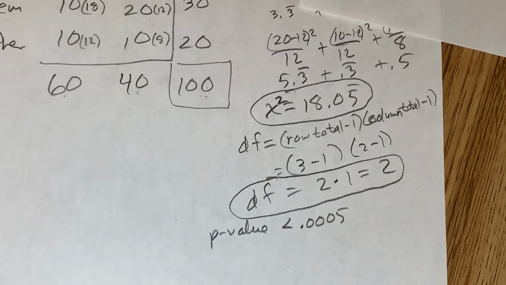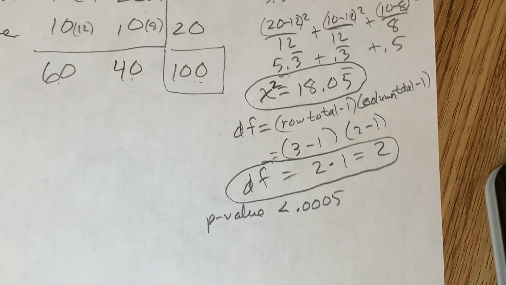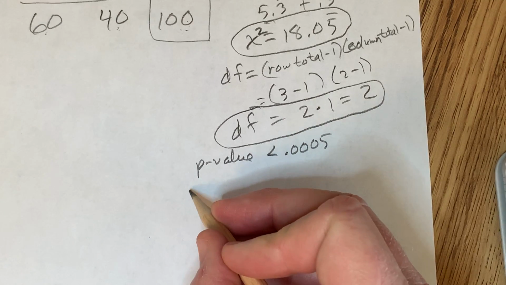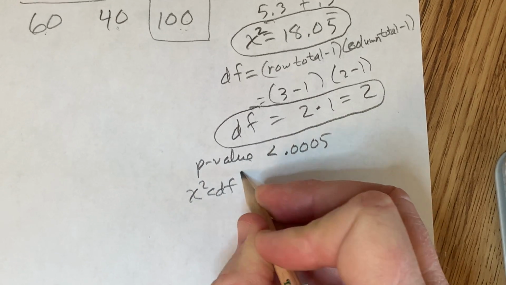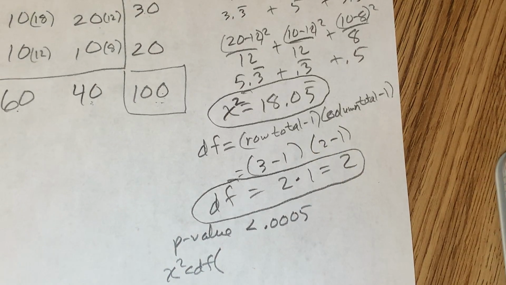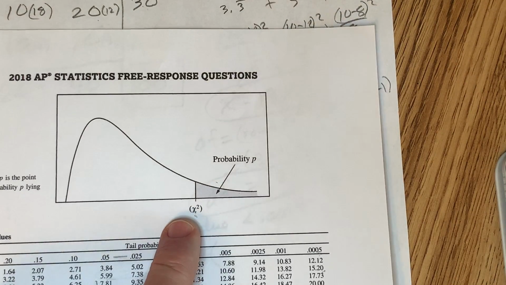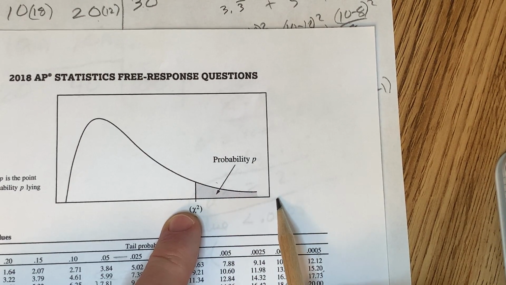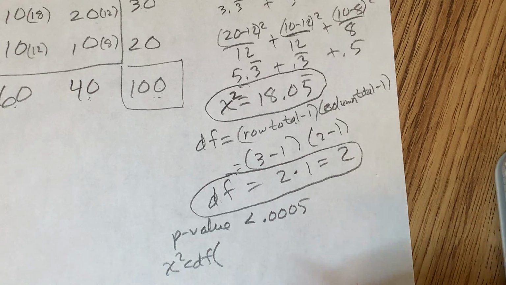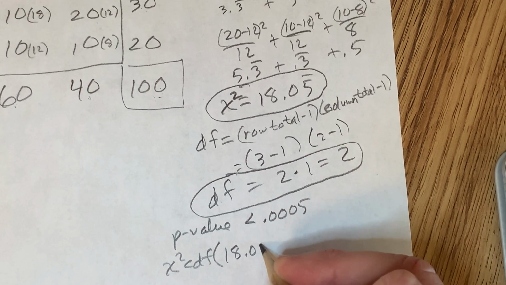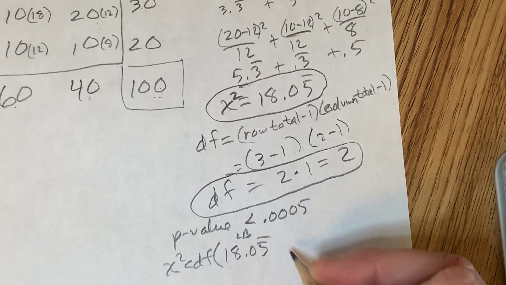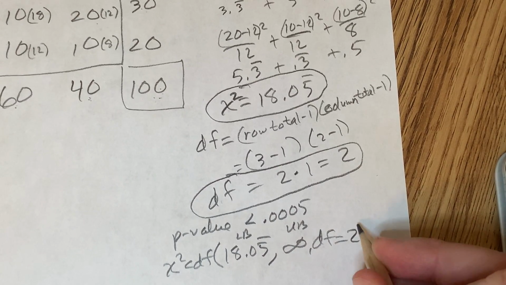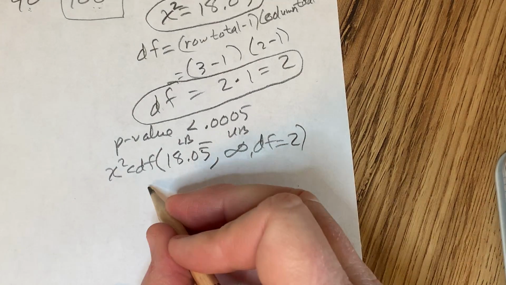Now, the other way, as we discussed in the last section, to find a p-value is with chi-squared CDF. With chi-squared, since we square it, your chi-squared value is always positive, so the p-value is always the area bigger than that. So it'd be chi-squared CDF of 18.05 repeating. That is my lower bound. My upper bound is infinity, and my degrees of freedom is equal to 2. That would be, in essence, showing your work in that regard.